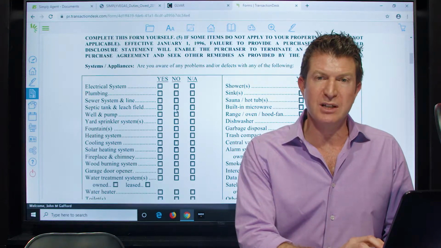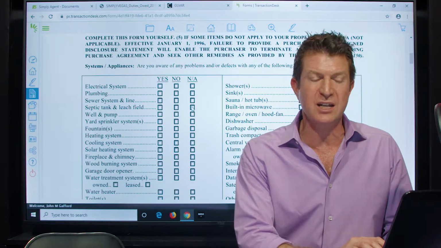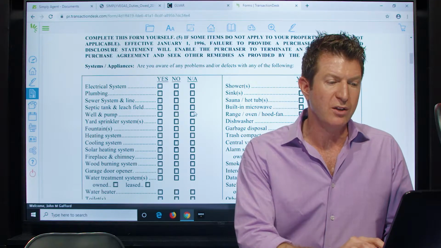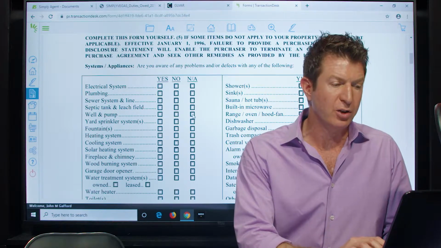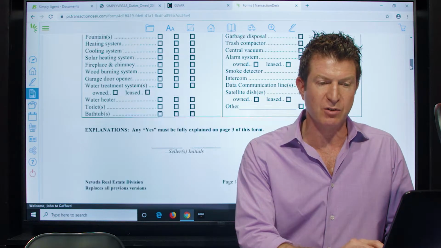A lot of properties in Vegas don't have a septic tank or leach field. So in that instance, that would be non-applicable. The same applies for a well and pump, non-applicable. So they need to go through line by line on every single item.